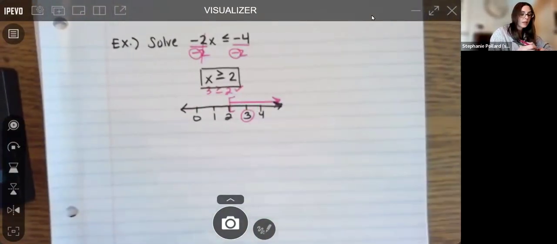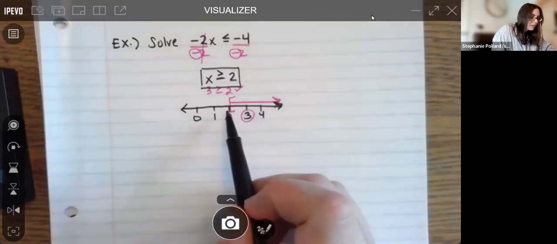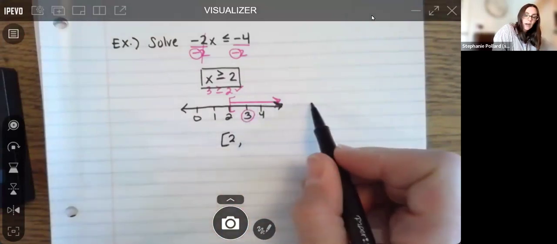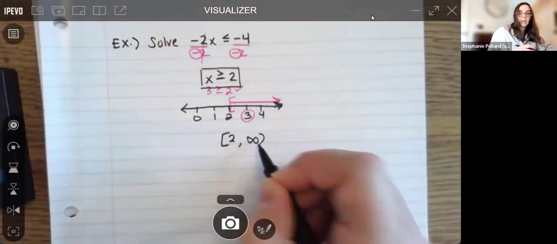All right. Now for interval notation, again, always think left to right. So if I look at my shading, my smallest value is at 2, and it has a bracket. It keeps going to the right forever, though, so that would be positive infinity.